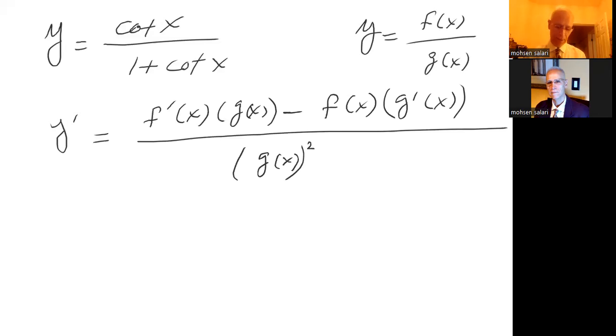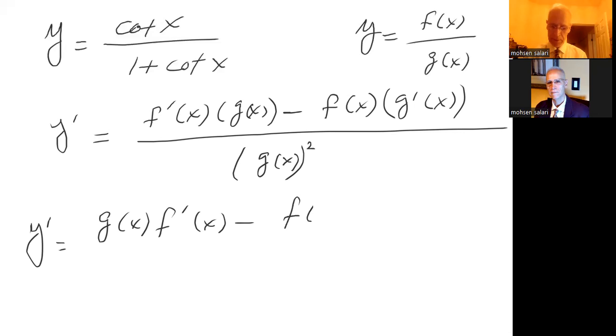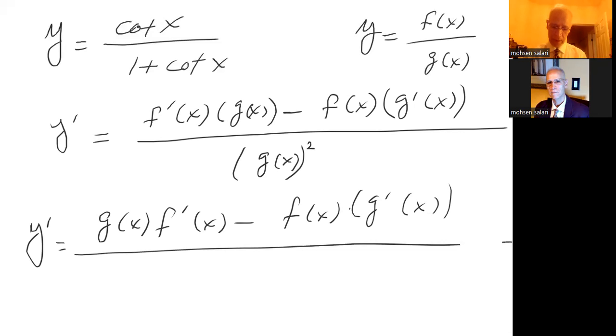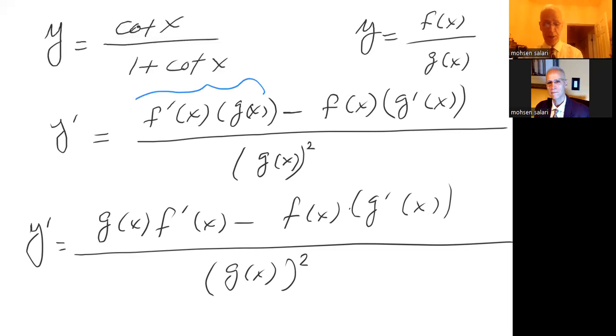You can also rewrite this as y prime equals g of x times f prime of x minus f of x times g prime of x all over g of x to the second power. Notice that here we do have multiplication, so it doesn't matter which one you write first, and same thing for here. Okay, let's go to the next page and continue with our example.